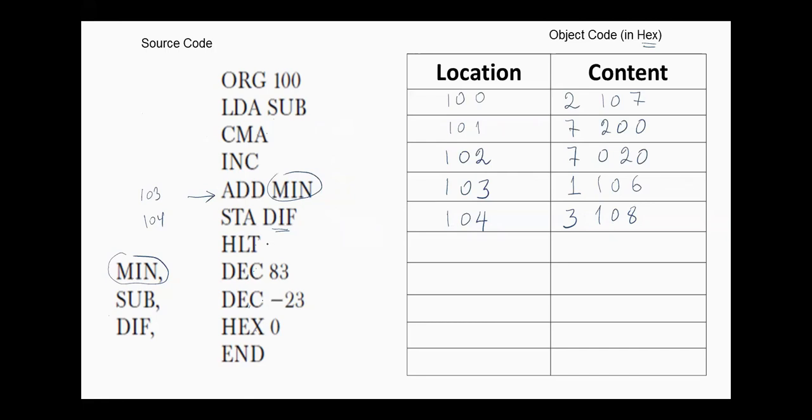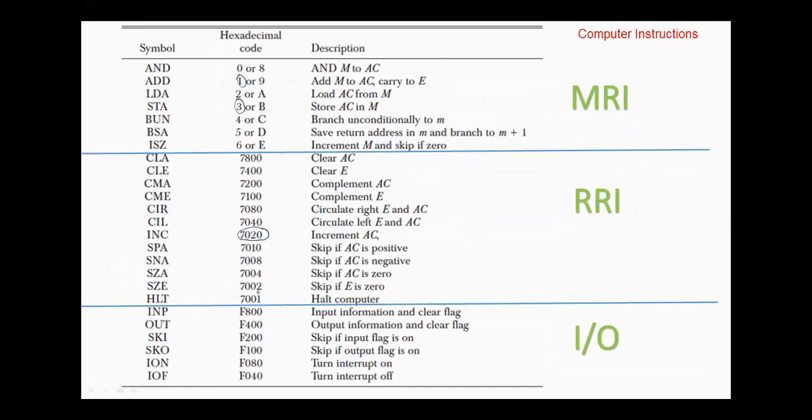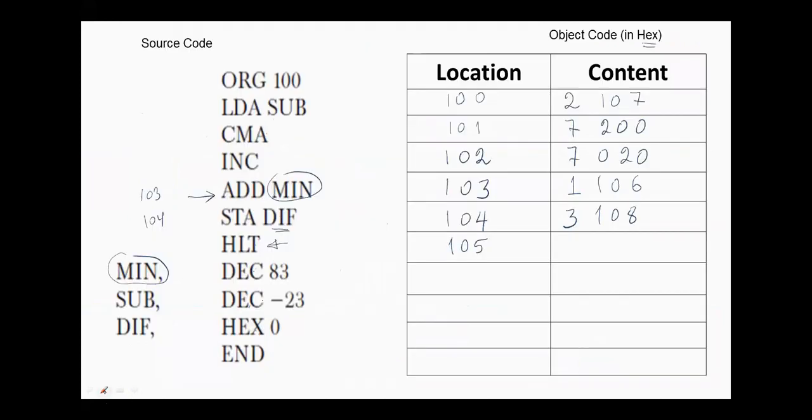Next, the code for the halt instruction, location 105, and the code for the halt is 7001. Here we'll have 7001.